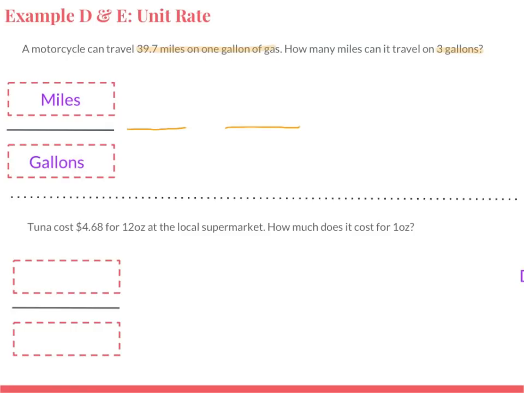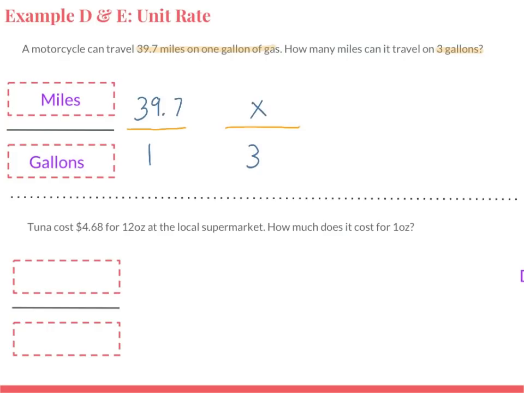We're going to need to make sure that we keep one thing on one side and one thing on the other. So let's start with what we have. We have 39.7 miles, so we know that's going to go in the miles category. Then we need to figure out what that's going to compare to. Well, it's going to compare to 1 gallon of gas. Then it's asking us how many miles it can travel on 3 gallons. Since it says 3 gallons, I'm going to put that on the gallons side of my proportion. And I don't know how far it can travel, so that's going to be our x.